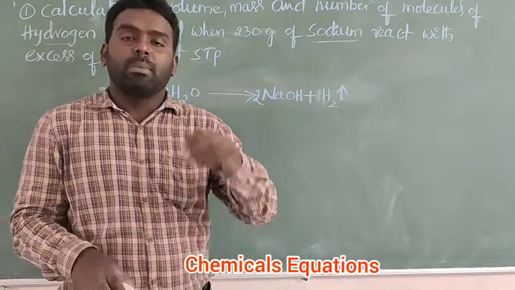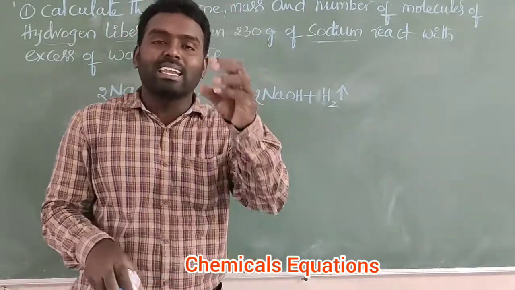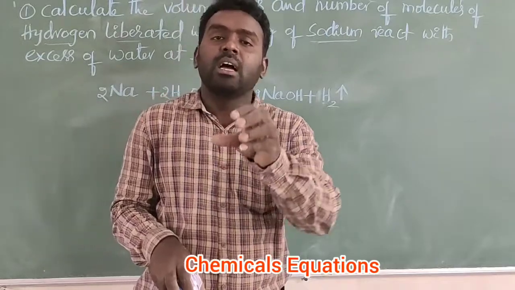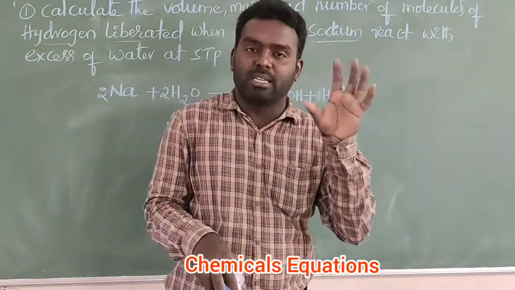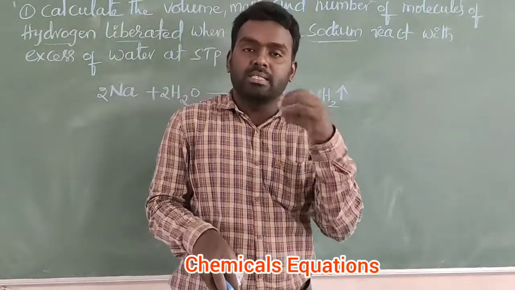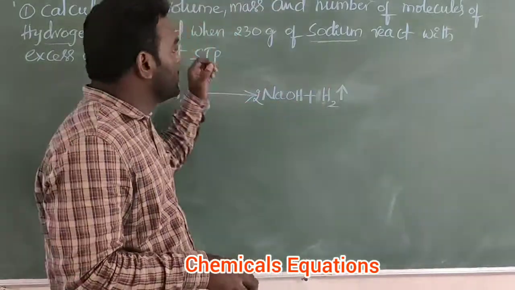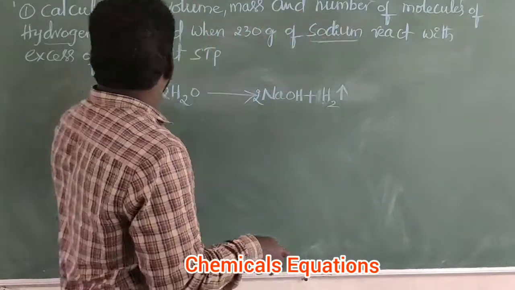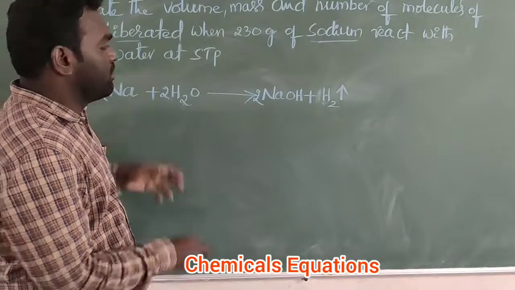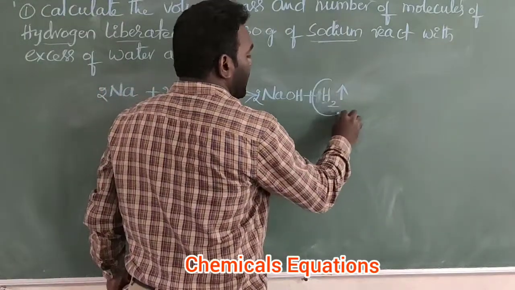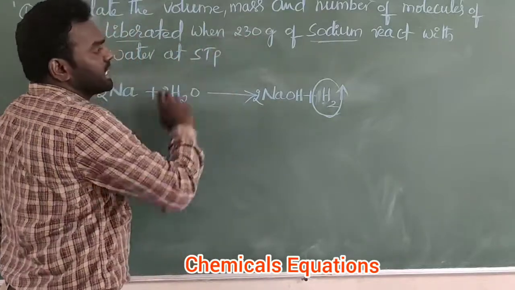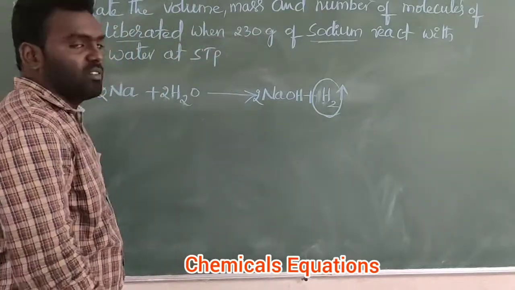Based on reading this question, what is the relation they have given? They have given the relationship between the reactants and the products, and at the same time, in that, which reactant has a relation with which product. So they have asked to calculate the volume, mass and number of molecules of hydrogen liberated when 230 grams of sodium reacts with excess water.